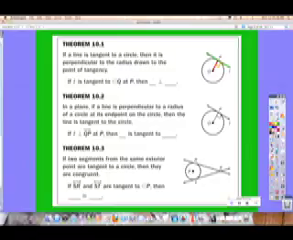Okay, theorem 10.2 is just the same thing, only backwards. It's saying if you know this is 90 degrees, what do you know about the radius and the common tangent? You just know that it would have to be a tangent. If that's the radius, that would have to be a tangent if it's 90 degrees.